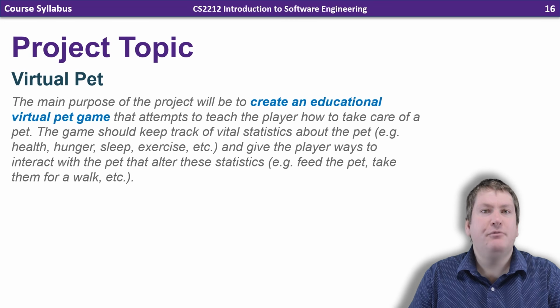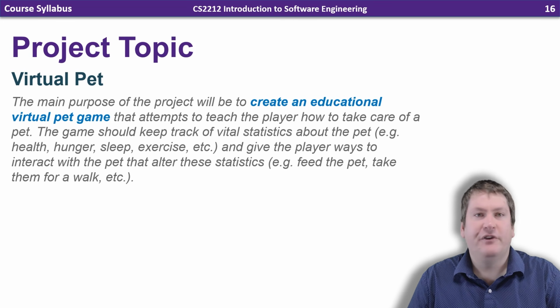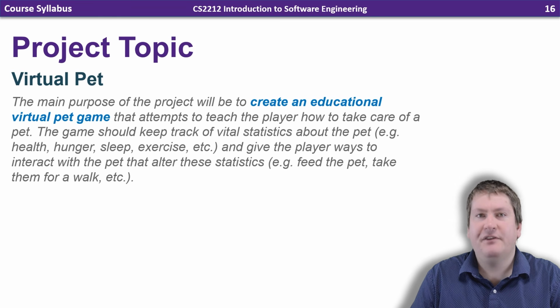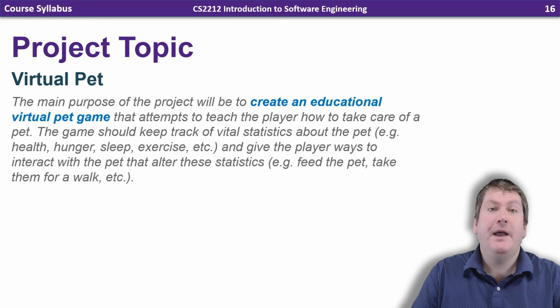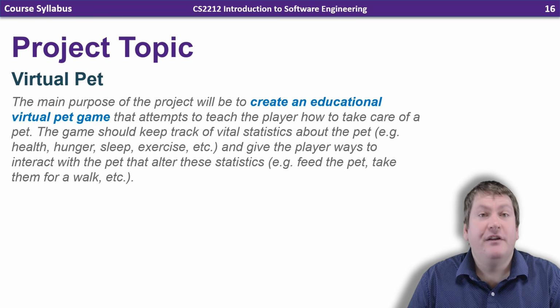The game should be able to keep track of vital statistics about the pet, so for example, its health, hunger, sleep, exercise, and so on, and give the player ways to interact with the pet that alter these statistics, such as feeding the pet, taking them for the walk, and so on.